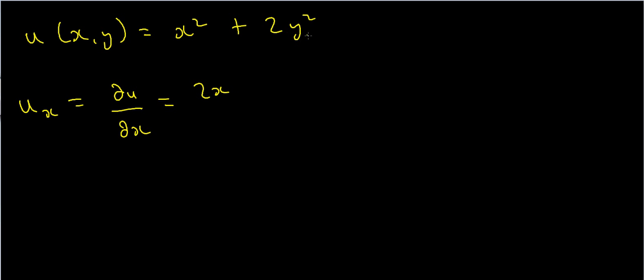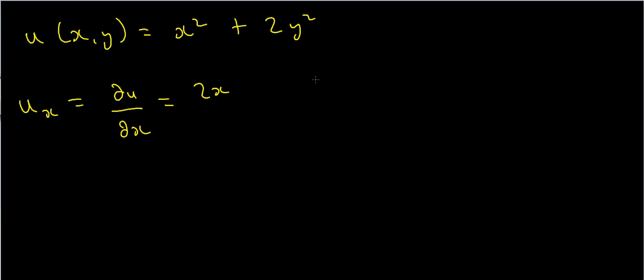Now, I said that I would be treating y as a constant. So if y is a constant, then y squared is also a constant, and 2y squared is also a constant. So the derivative of this whole thing is just 0, because the derivative of a constant is 0. So the partial of u with respect to x is just 2x.